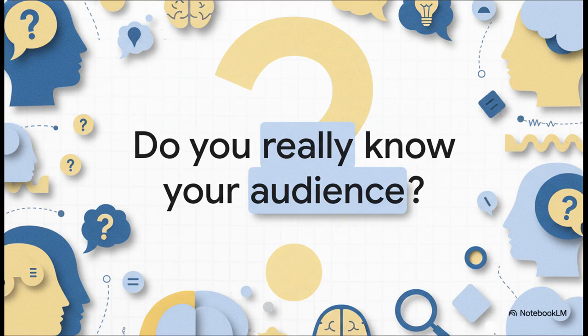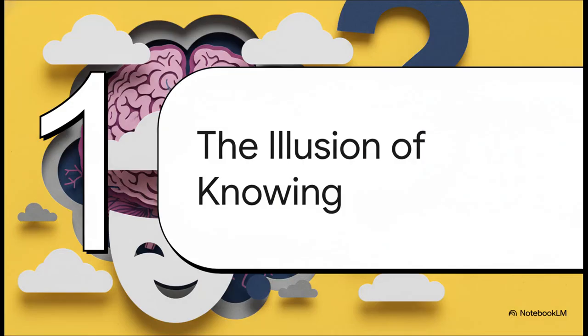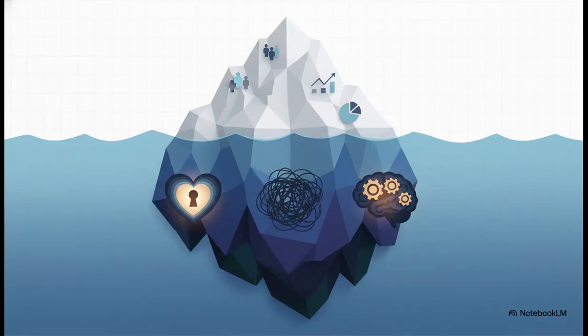And I mean truly, genuinely know them. Because here's the thing, most of us are kind of suffering from what you could call the illusion of knowing. We operate with these assumptions, these data points, and we think, yeah, I've got a clear picture. But honestly, it's often just the surface. We see the surface level stuff, demographics, what they bought last week. But what about the hidden currents? The deep-seated fears, the unspoken desires, the emotional triggers that are actually driving their decisions. Now, that's a whole lot harder to see.